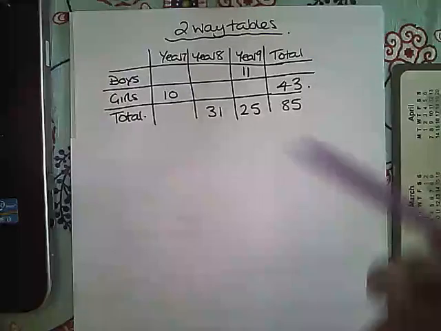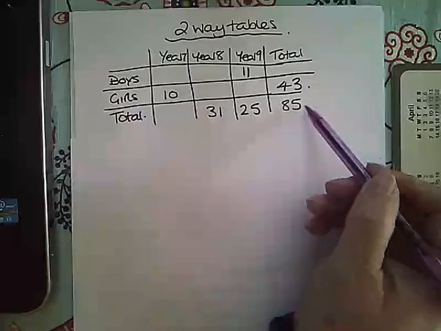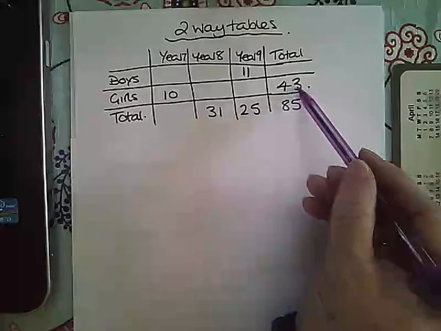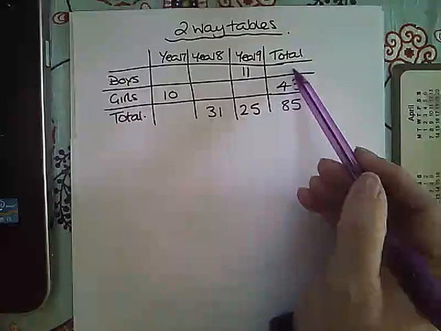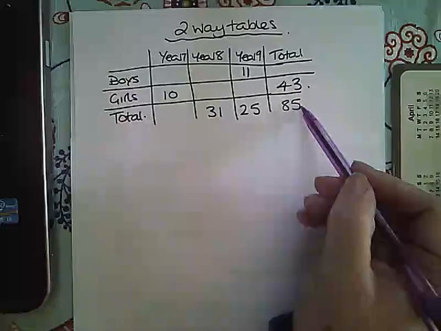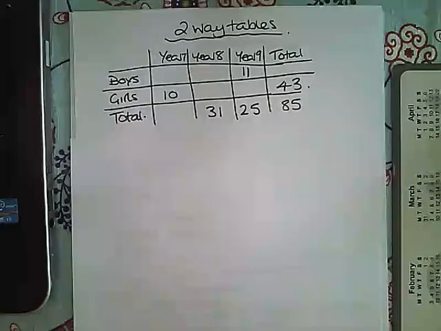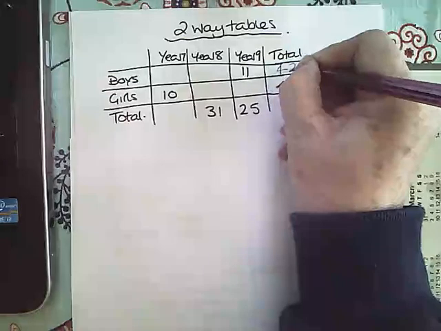This two-way table is telling us that in total there are 85 students. 43 of them are girls, and the boys bit is blank. So in order to fill in the blank bit, we need to do 85 take away 43. And I'm just going to do that on my calculator. 85 take away 43 leaves me with 42. So I can fill in 42 into that blank area.